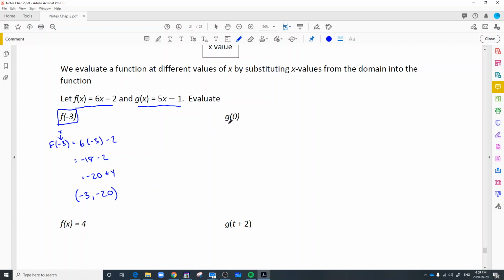Whereas if I asked you to find g at 0, then I'm asking you to put x is 0 into the g of x equation. So I know which equation to put this into. I would get 5 times 0 minus 1, which would be negative 1. So the y value when x is 0, so the value of my function when x is 0, is negative 1, which means my ordered pair would be 0, negative 1.